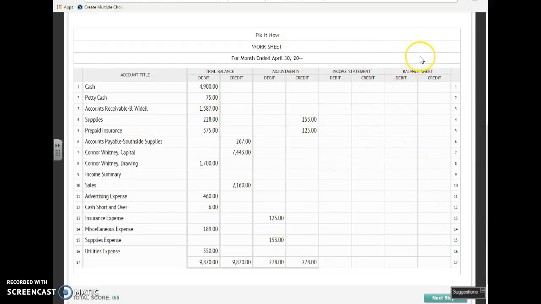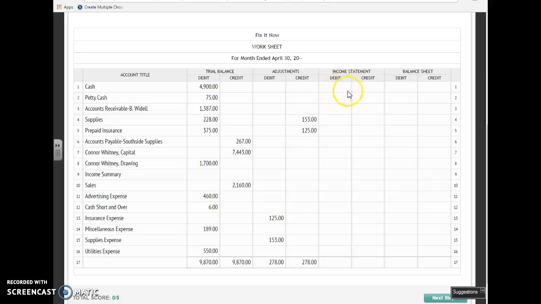Now remember, we have balance sheet accounts and we have income statement accounts. Balance sheet accounts are our assets, our liabilities, our owner's equity. Income statement accounts are our revenue and our expenses. So for example, an asset is not an income statement account.